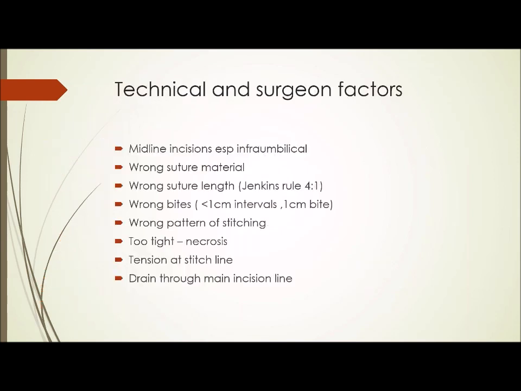The technical surgeon factors, I think we talked about these factors. We talked about the closure of the abdominal wound and the abdominal wall muscles. Just to remind you: midline incisions, especially infraumbilical. Remember, infraumbilical midline incisions create a problem because there is no posterior rectus sheath wall. Wrong suture material.